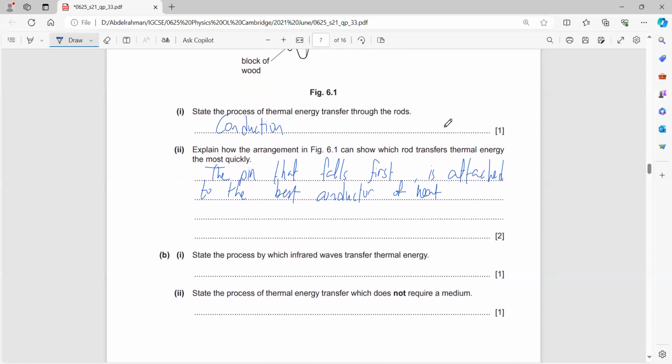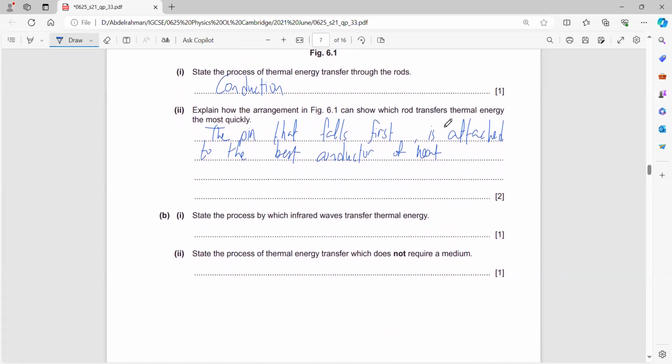State the process by which infrared waves transfer thermal energy. Well done. Whenever we say infrared, we must say infrared radiation. I always tell you, you have to say infrared radiation. So definitely it is infrared radiation. Nice.